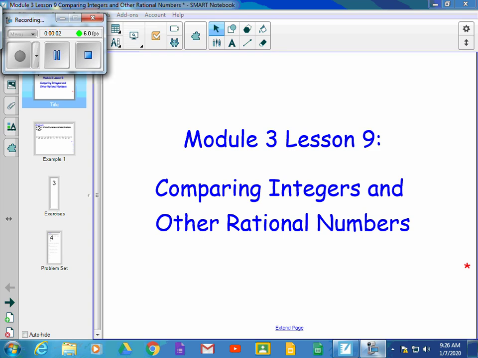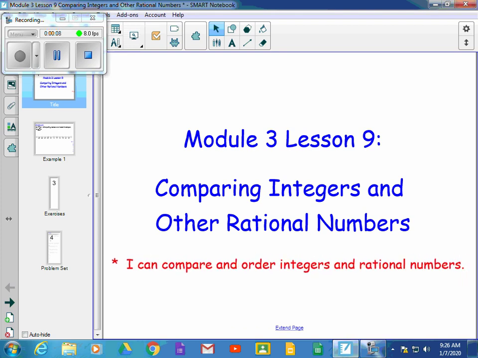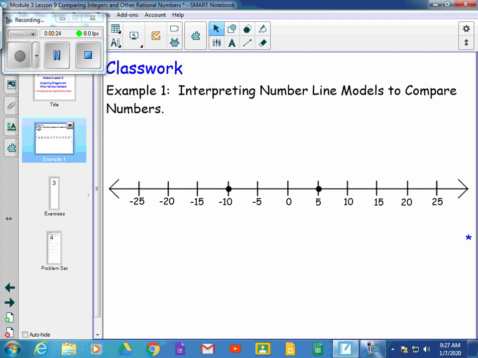Module 3, Lesson 9, titled Comparing Integers and Other Rational Numbers. The goal of this lesson: I can compare and order integers and rational numbers. As always, pause the video whenever you need to, watch the video as many times as you need to, and make sure that you take good notes throughout. Let's go to example number 1.